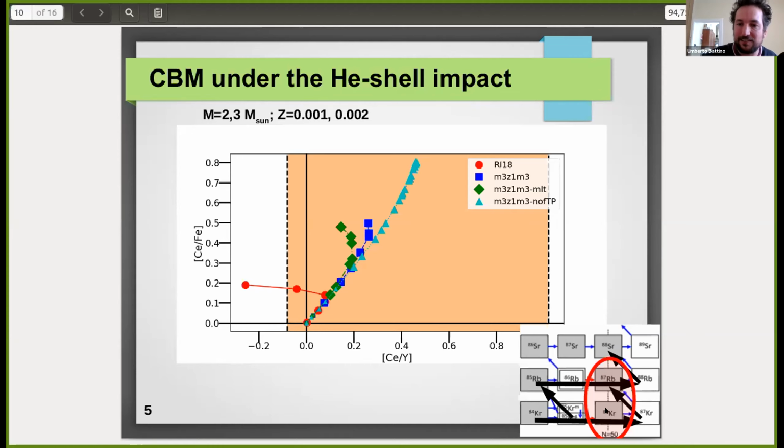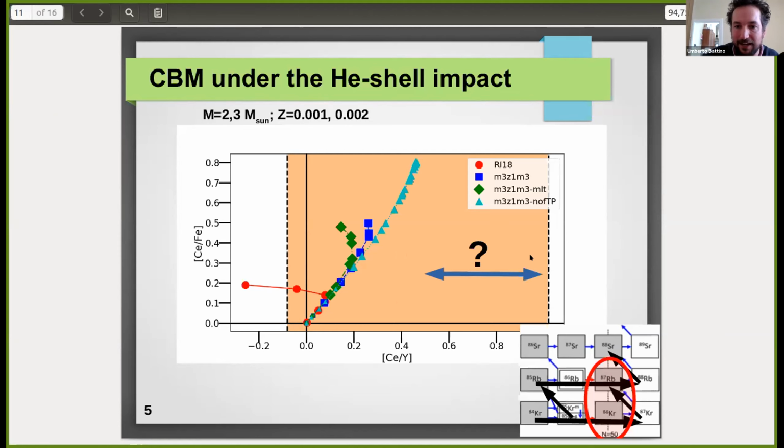which offer a huge resistance to the neutron capture path to move on. And so essentially, you accumulate a lot of first peak elements, in particular yttrium. That's why models with higher mixing under the thermal pulse with higher temperature produce negative cerium over yttrium, and those with a lower efficiency mixing under the thermal pulse produce a high cerium over yttrium.